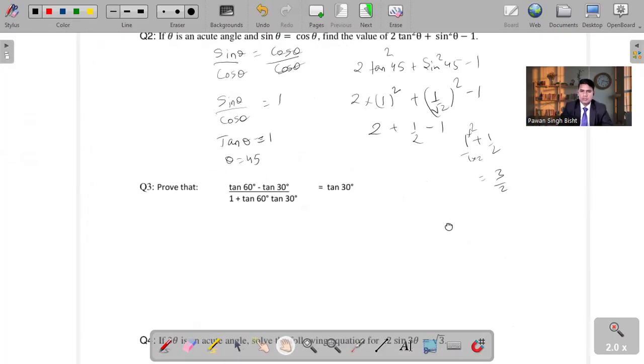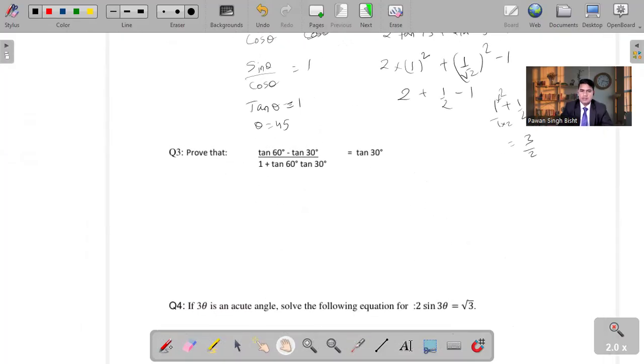Now next, question number 3. It is given that tan(60 minus 30) is equal to tan 60 minus tan 30 upon 1 plus tan 60 tan 30. So what we do, we put the values here.